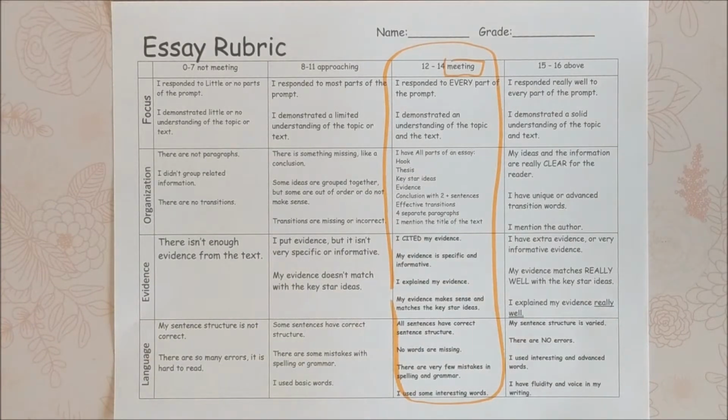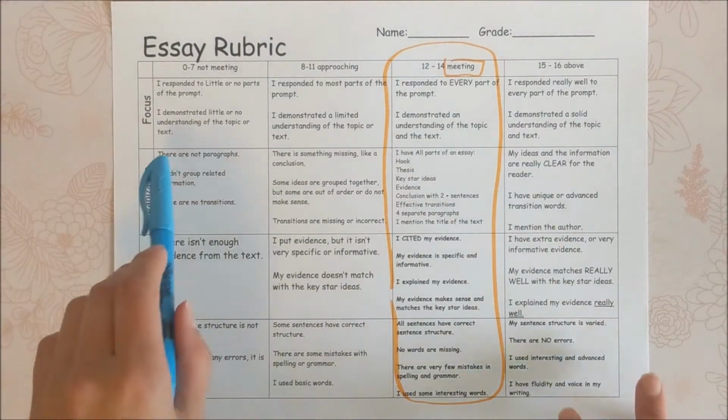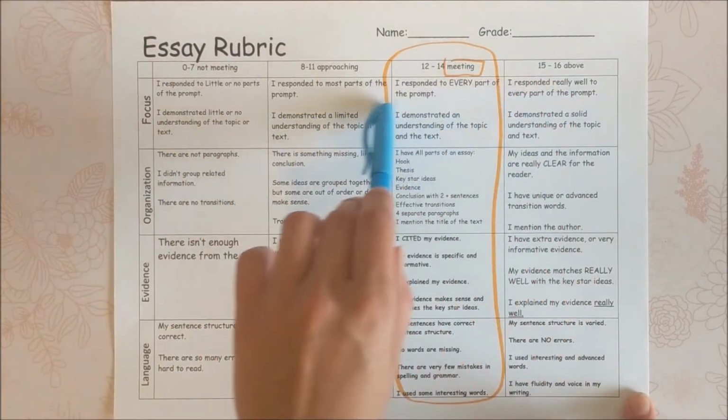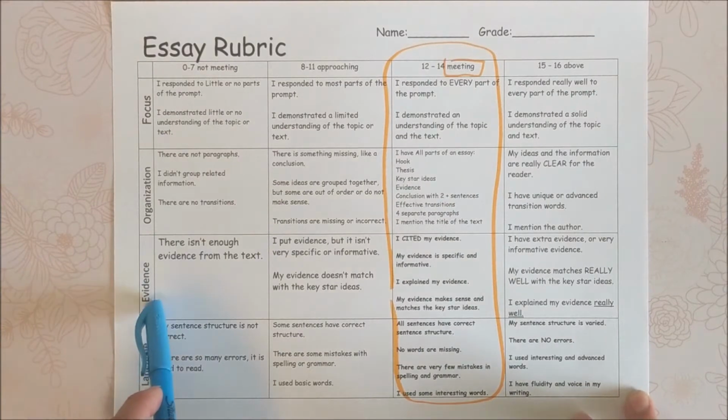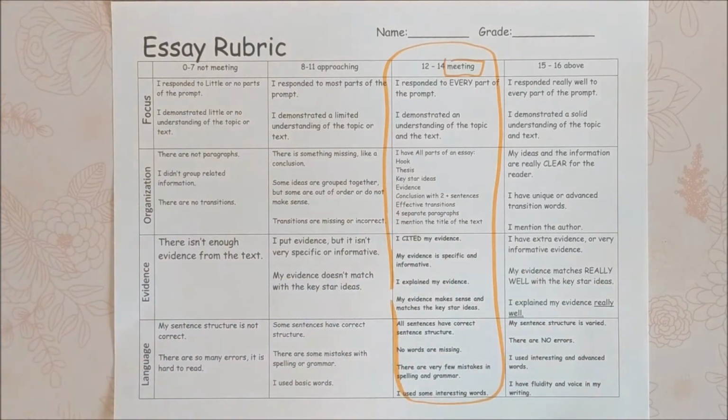There are also rows. We have a row here for focus, a row for organization, a row for evidence, and a row for language. So we look at each row one at a time.